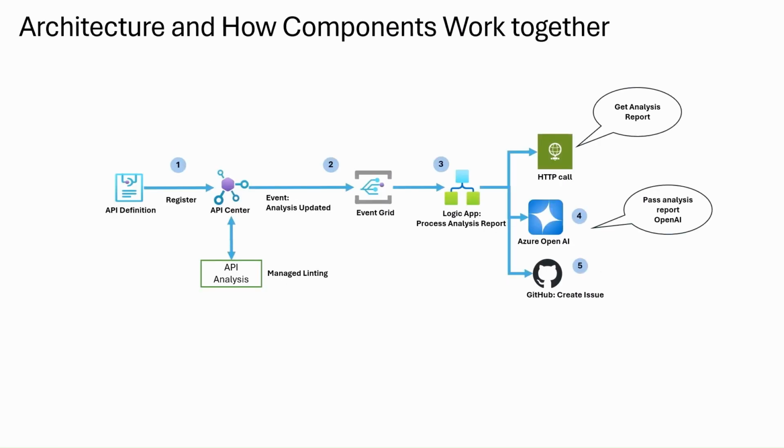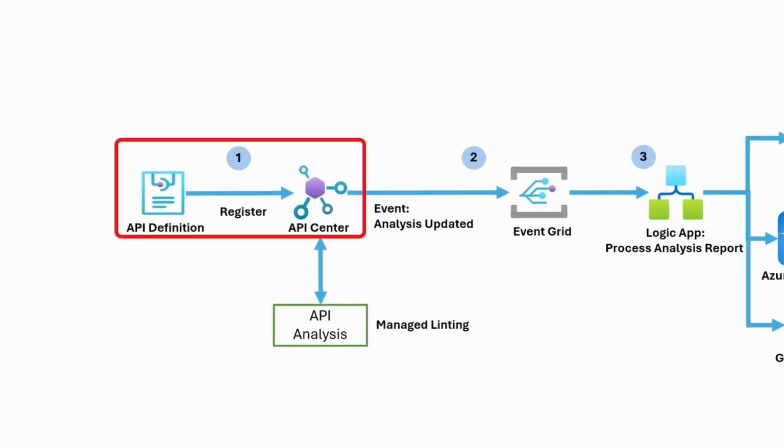Now let's talk about architecture and how the components work at a high level. First, the API definition is uploaded to API Center. This would normally be done using Azure CLI, CI/CD pipeline, or any other automated process. But in our demo, we are going to use Azure Portal.